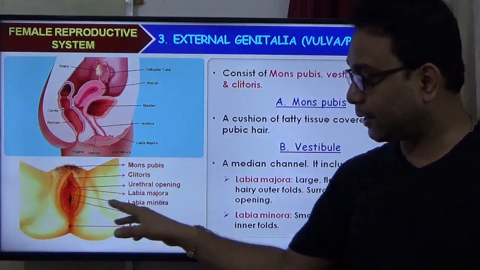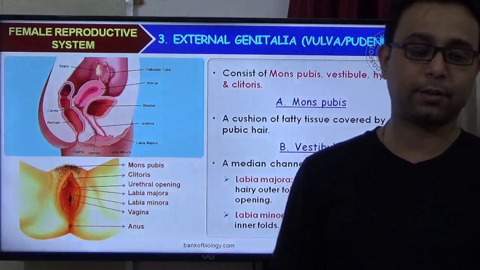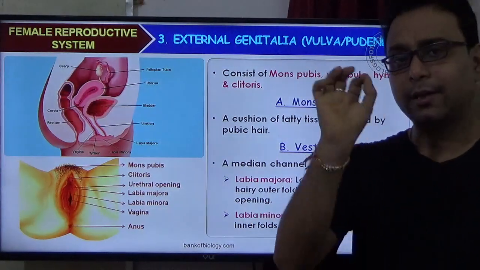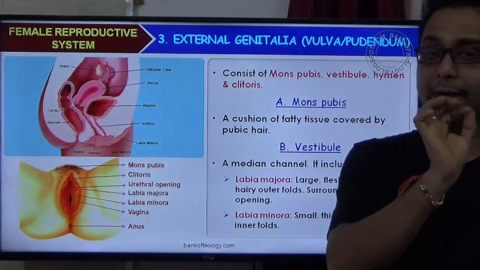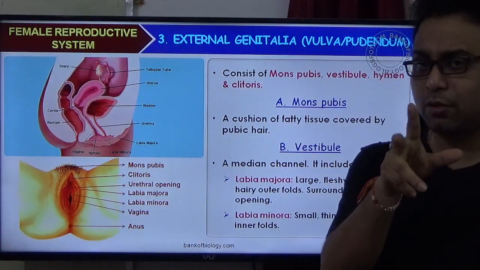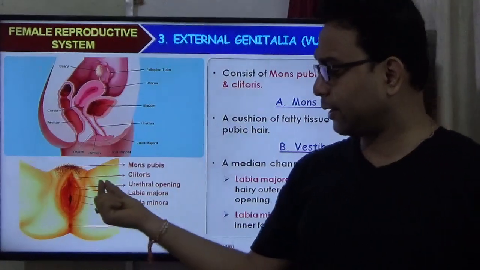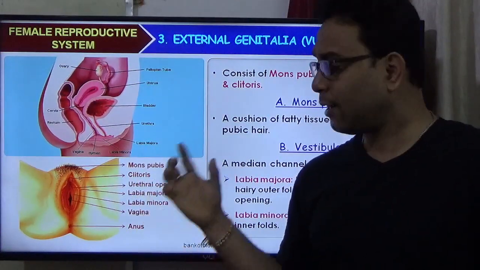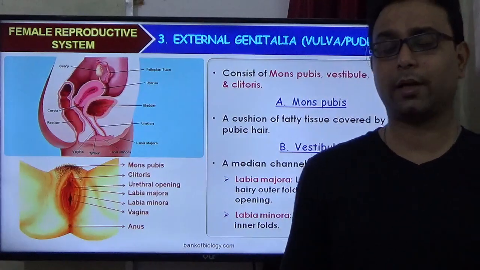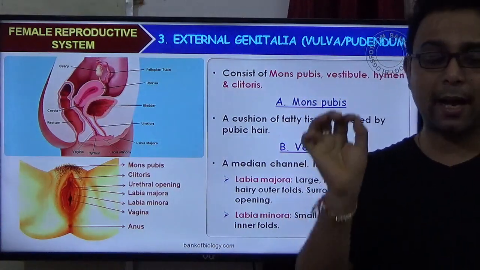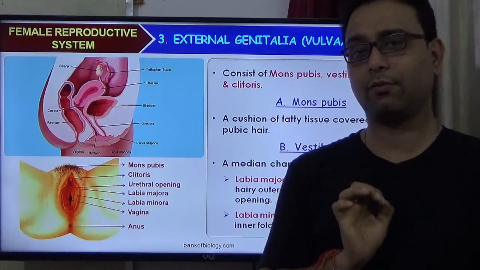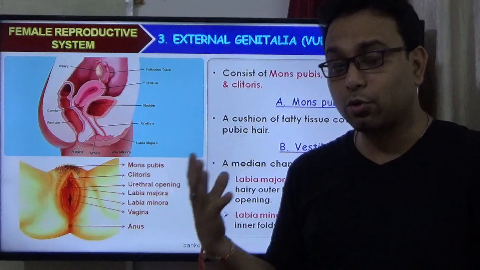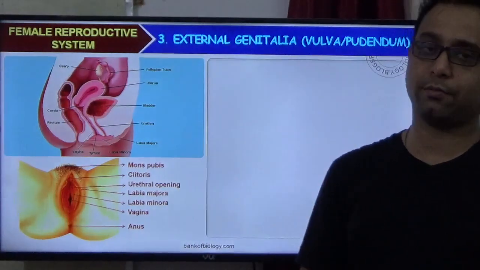The labia minora is on the inner side of the fatty tissue, but it is very small, thin, with hairless inner folds. So you got the difference. Comparatively, the labia majora is thick and has some hair, but the labia minora is thin with hairless inner folds. It is the outer folds that are the majora. Clear? The two parts belong to the vestibule.